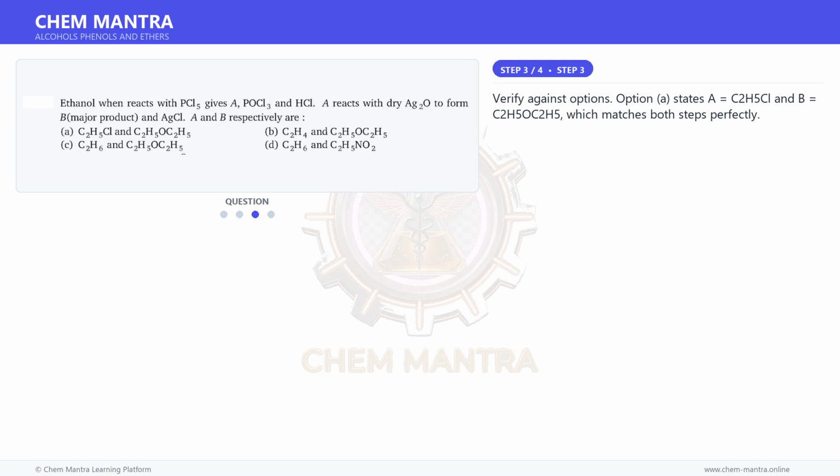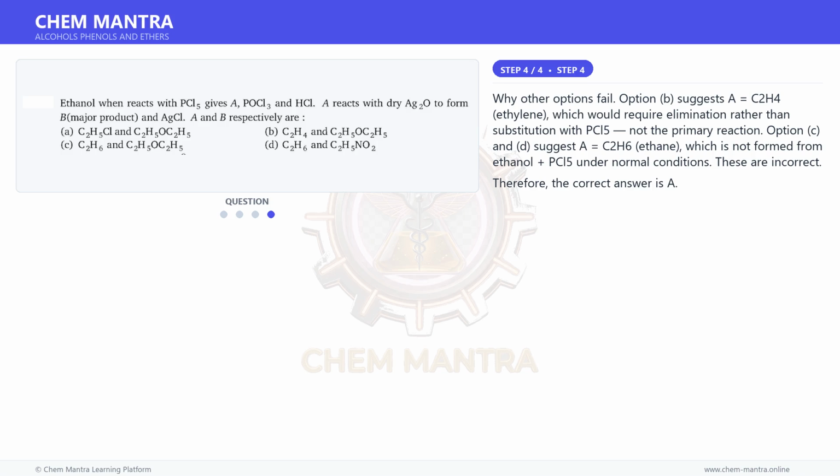Verify against options. Option A states A = C2H5Cl and B = C2H5OC2H5, which matches both steps perfectly. And for the final step, why do other options fail?